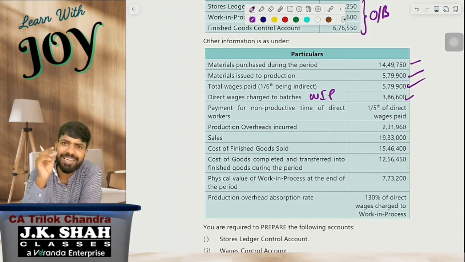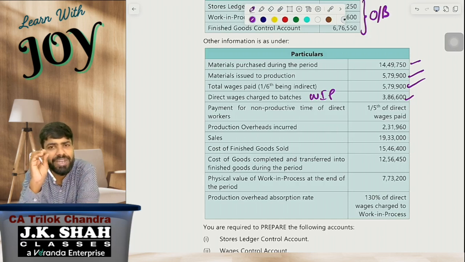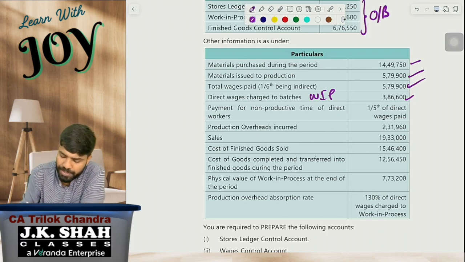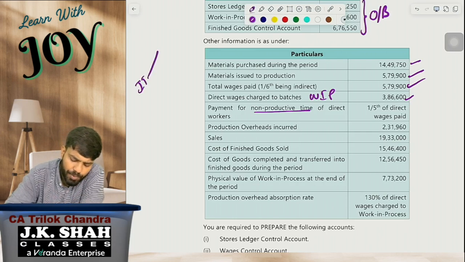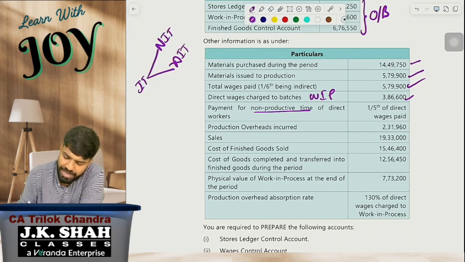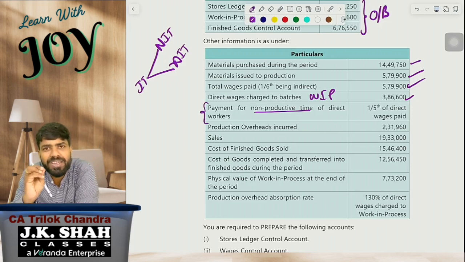Please understand, there is slight confusion here. I am telling you very clearly. Now look here. Payment for non-productive time. What do you mean by non-productive time? Idle time. There are two types of idle time possible: normal idle time and abnormal idle time. Anywhere have they specified normal or abnormal? Abnormal means directly transferred to the abnormal loss account, and from there to the costing profit and loss.